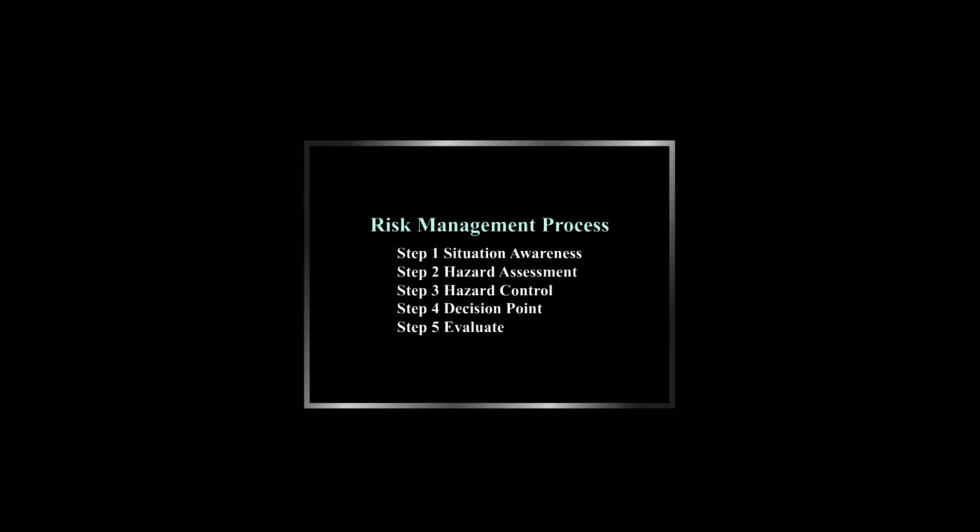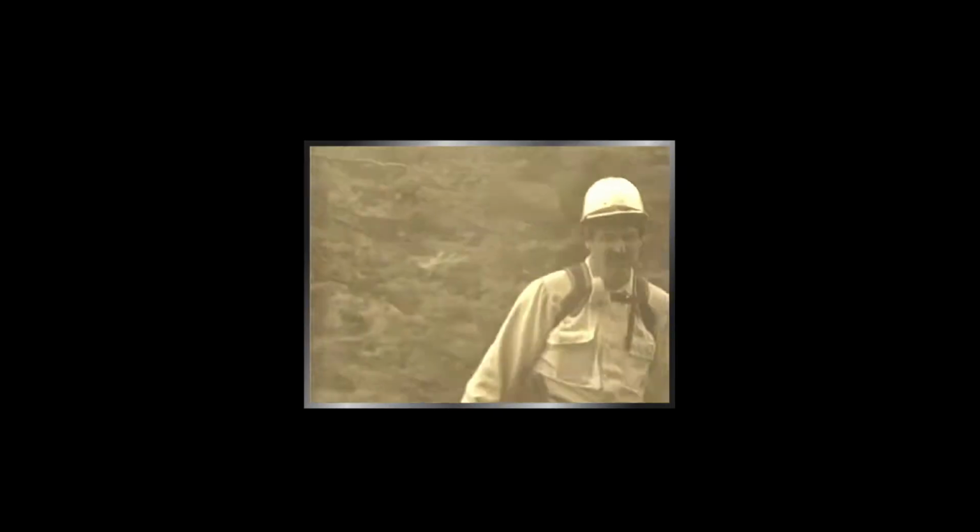There are 5 steps in the risk management process. 3 of these steps directly relate to the look up, down, and around indicators. With step 1, increase your situational awareness by looking for these indicators as you gather information and scout the fire. Based on your observations, start building a mental model of what the fire is doing.